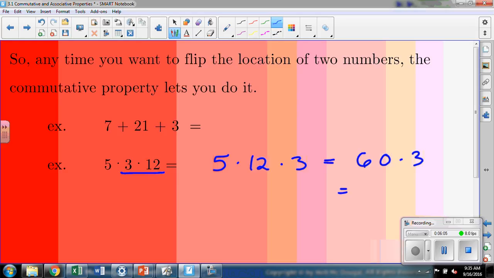Well, this is why we wanted to create the zeros. With the zeros at the end, we only have to do 6 times 3. 6 times 3 is 18, and we'll put the 0 back on. We've got 180 as you told us, Jack. Well, frankly, which is easier to do? 60 times 3 or 15 times 12? I think we'd agree that 60 times 3 is the easier way. This is why we have the commutative property. We want to make them easier.